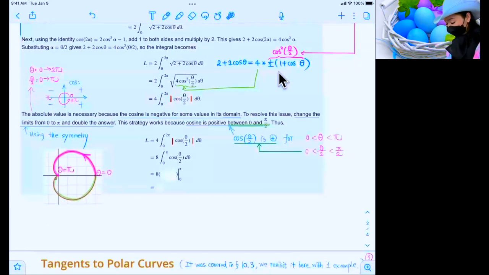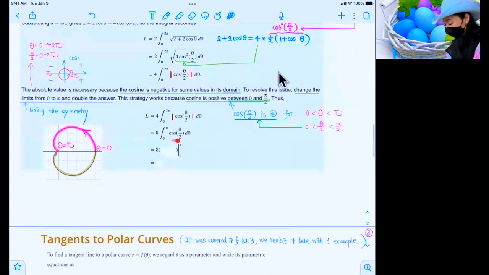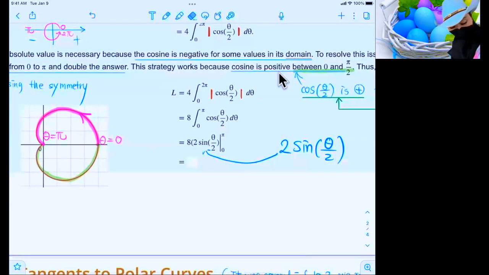And then after that, you can just find the antiderivative. What's the antiderivative of cosine of theta over 2? Sine, let's try that. Okay, so you just said that it is sine of theta over 2. But when you differentiate, you have to times 1/2. When you integrate, you have to multiply by 2. So times 2. Yeah. So this one here will be, so that will be this in here. Okay. And then you do the algebra.